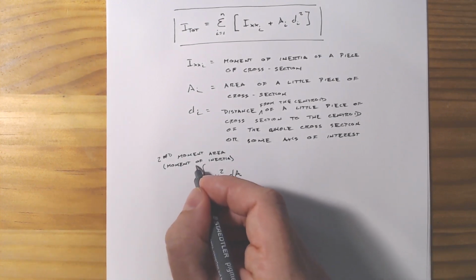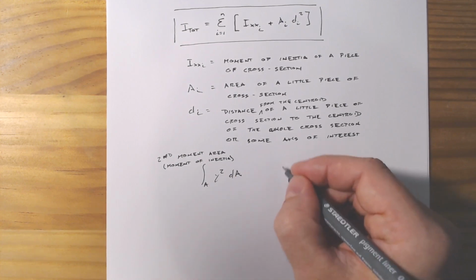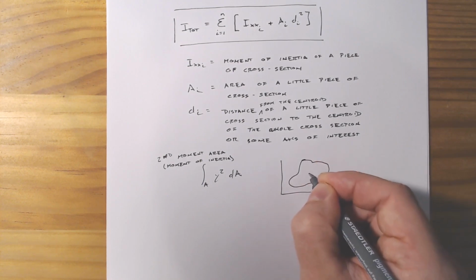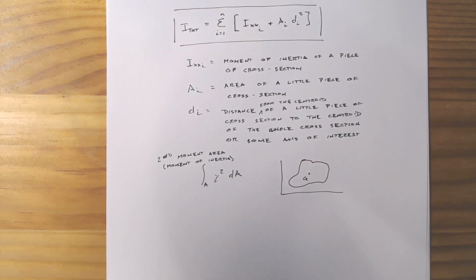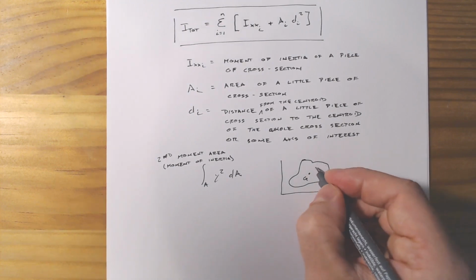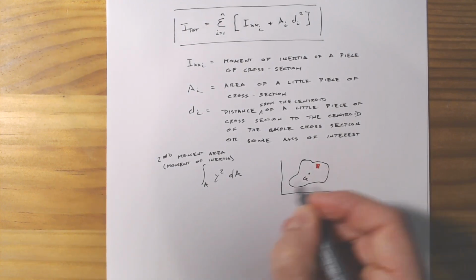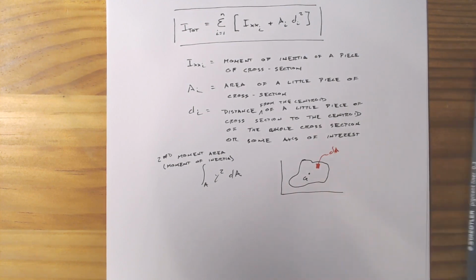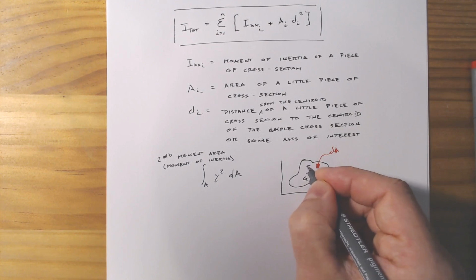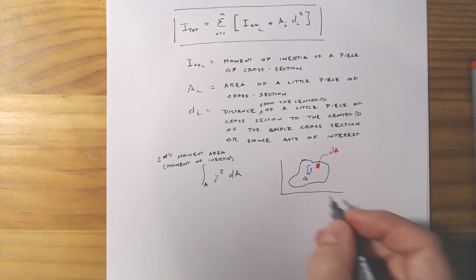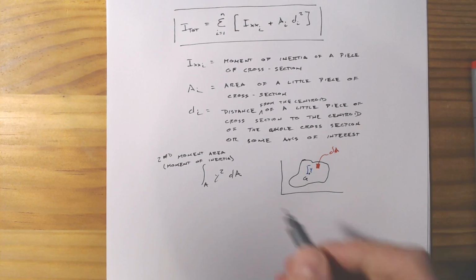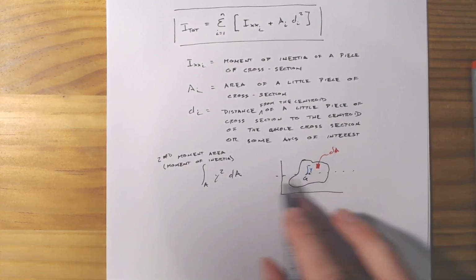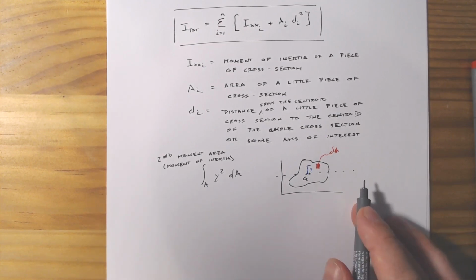Recall that it's going to be y squared dA. That's really for if we're trying to look at some engineering blob, it has some centroid here. We've got a little piece dA, and we want to know its y distance. But this is really for if we're bending about some axis here about the centroid.